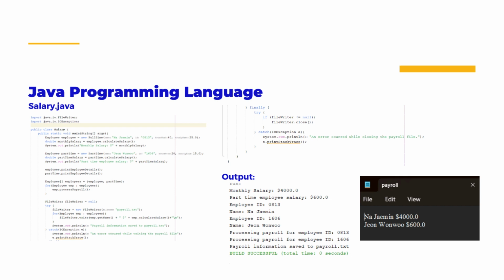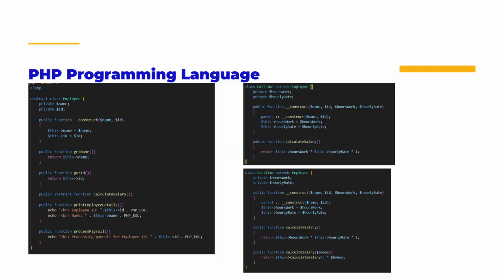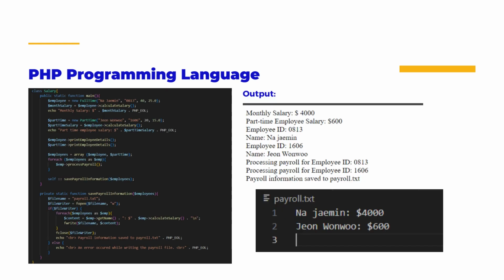The value may vary depending on the specific input provided and employee ID, like as you can see. And the Java file is then, like you can see, in this payroll.txt, and this is in the PHP programming language. This code begins with the definition of the salary class here, which serves as the main class of the salary management system.